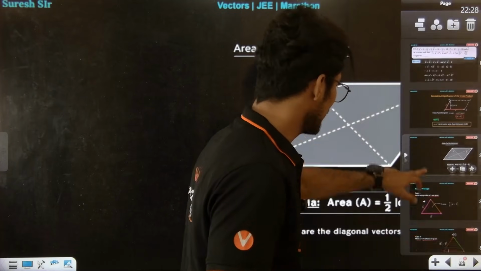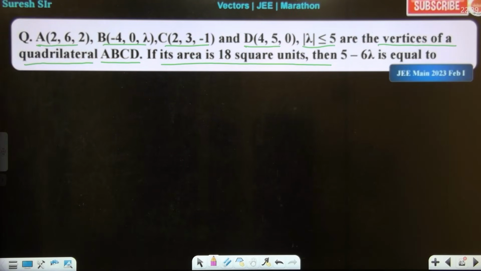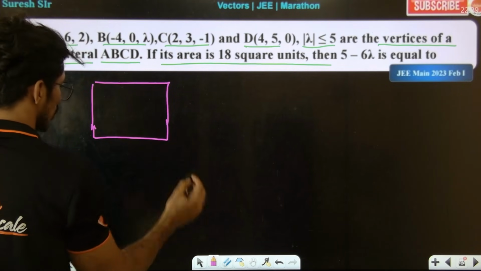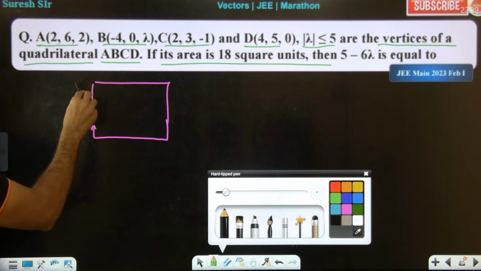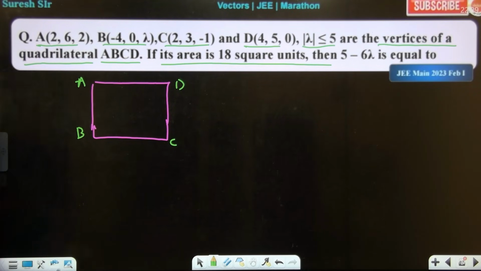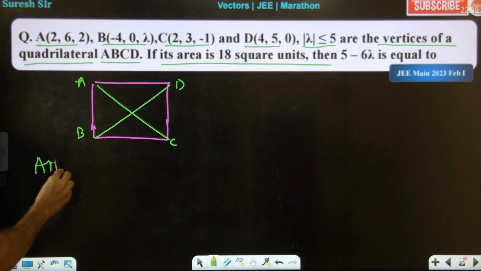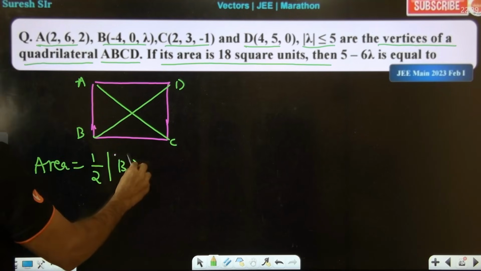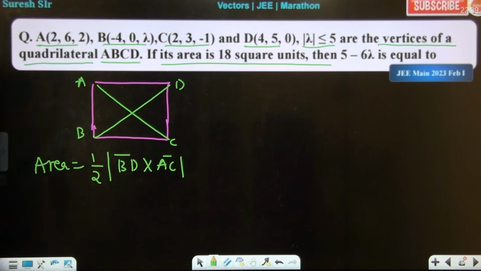In the question given, check. We need to find out the area of the quadrilateral. So let me draw one simple diagram like this. This is a quadrilateral, A, B, C, D. So with quadrilateral ABCD, I can find out the diagonals. What is the formula? Area is half into cross product of BD vector and AC vector. Correct or not? Tell me.